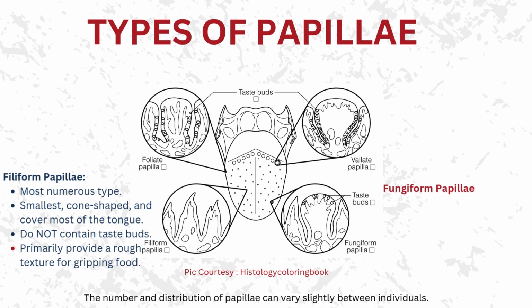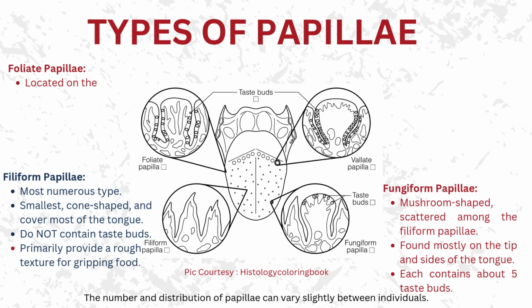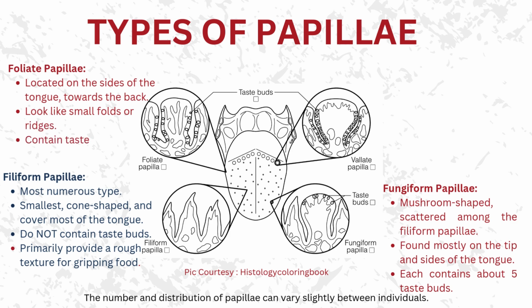Then fungiform, they are like mushrooms, and mushroom is a type of fungus. So fungiform, these look like little mushrooms which are scattered among the filiform papillae. So they are mostly on the tip and sides of the tongue, and they do have taste buds. The foliate is like foliage, like leaves. These are on the sides of the tongue towards the back. They look like little folds or ridges, kind of leaf-like. So they also have taste buds.